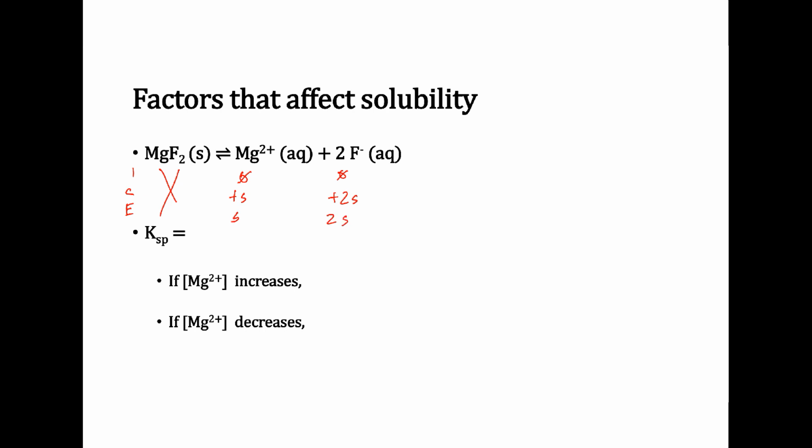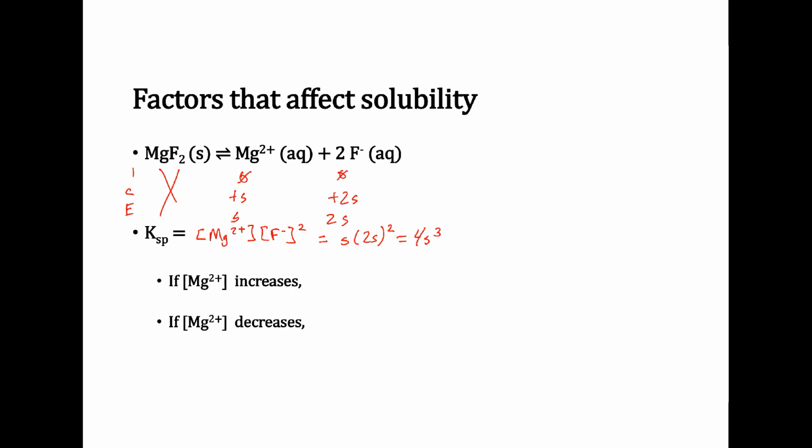KSP, again, remember, it's just like any other equilibrium constant. It's product over reactants. So here we'll have the concentration of magnesium 2+ times the concentration of our fluoride ions squared. We'll plug in, so we'll have S times that quantity of 2S squared. That's a very common error, is to not square the entire 2S, just to square the S portion. And this is, again, 4S cubed, which is a fairly common expression that we'll see.